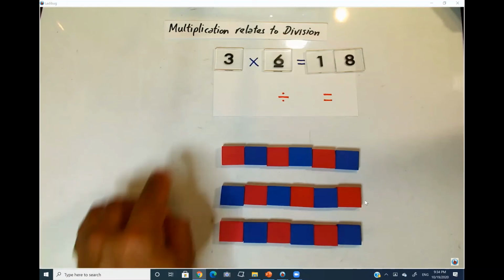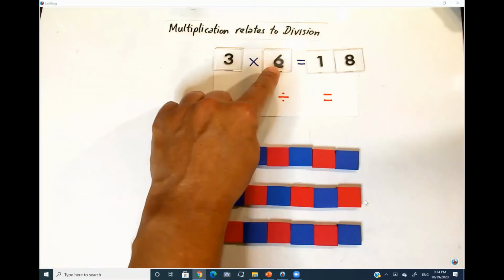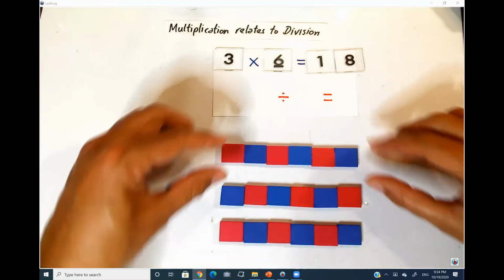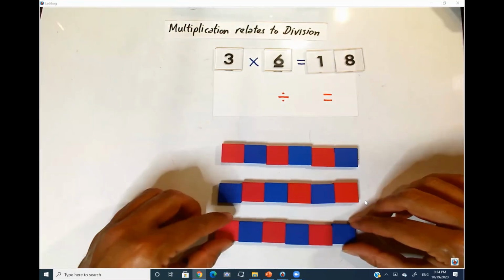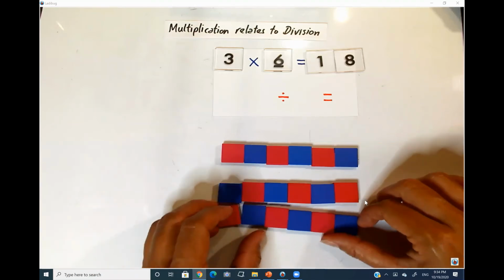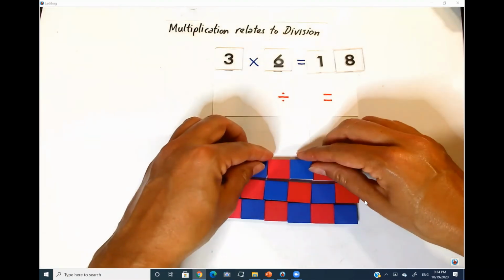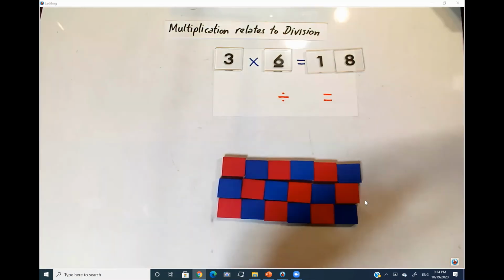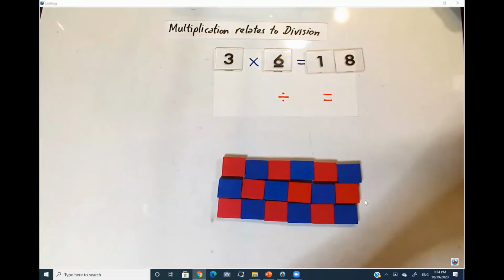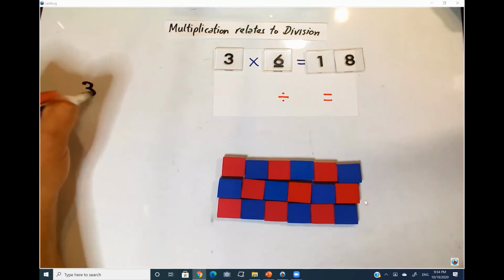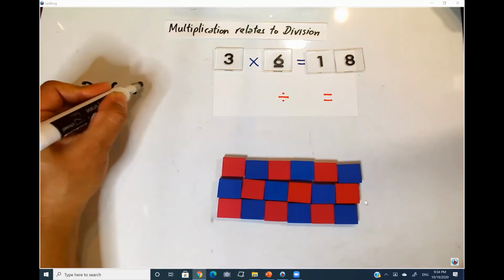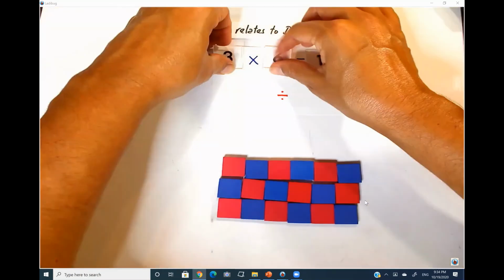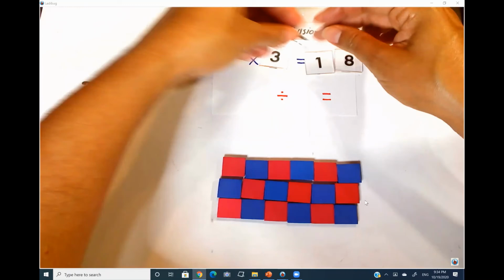Means that we have 3 groups of 6 that equals 18. So multiplication, remember, is that we have 3 groups, 1 group of 6, 2 groups of 6, and 3 groups of 6, and we're trying to put them together to find the total, to find the whole, which is going to be 18. Now, we can do the opposite. So let's put the first fact, which is 3 times 6 equals 18. Now, let's do the opposite. Let's do the commutative property, 6 times 3.